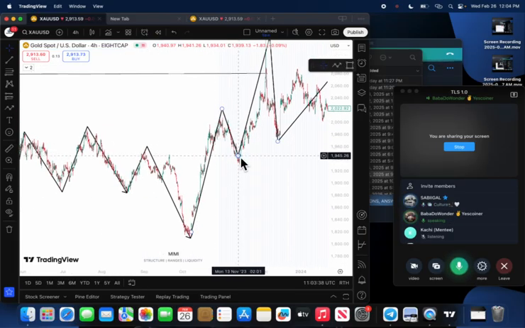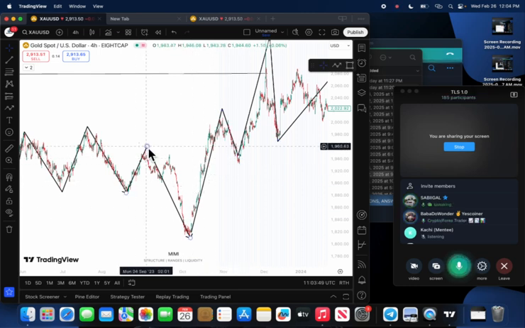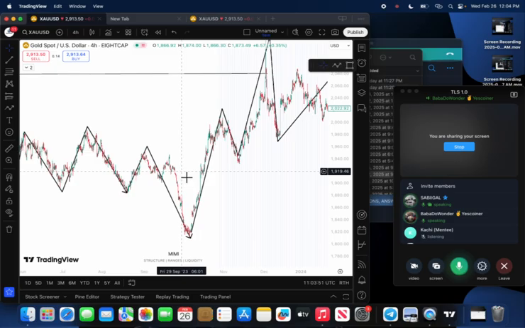This one, the one you just moved your cursor on. There are three things there. This first one is lower than the second one. I think it should be higher. Is it a valid break of structure?